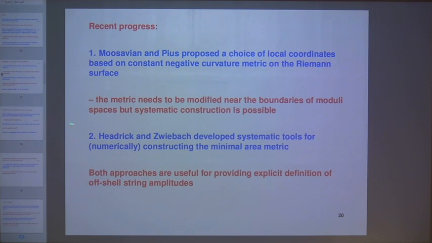The other progress is that recently Heydrich and Zoibach developed a systematic tool for numerically constructing the minimal area metric. So both approaches are useful for providing explicit definition of off-shell string amplitudes, because they correspond to providing a particular coordinate system for defining string fields in terms of which you write down the action.